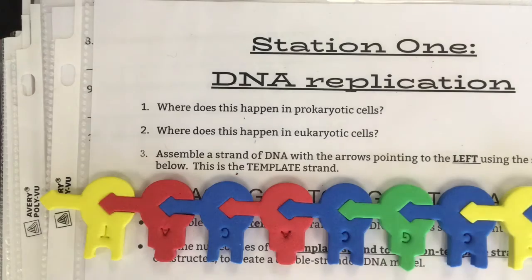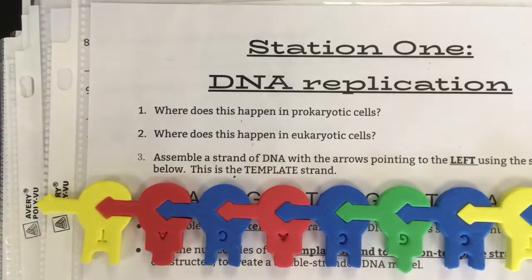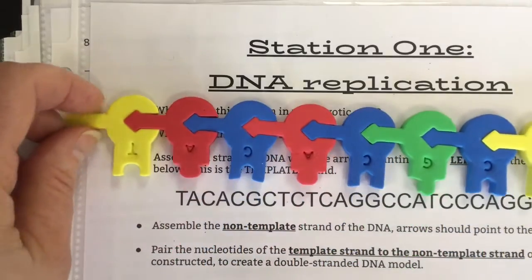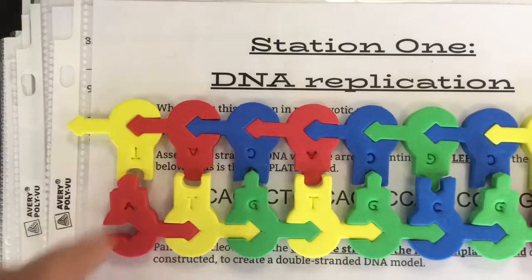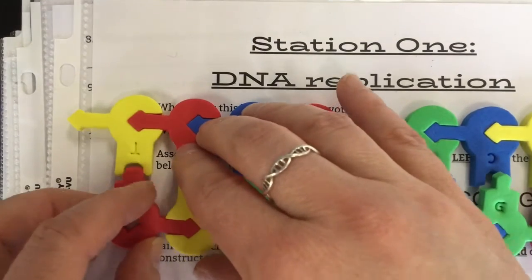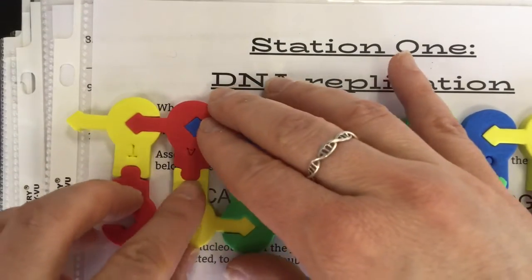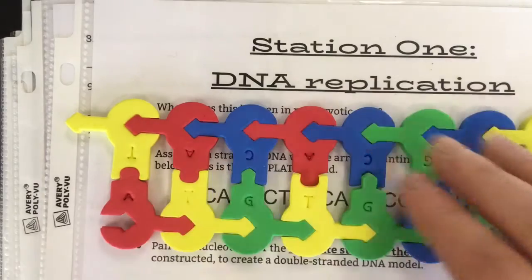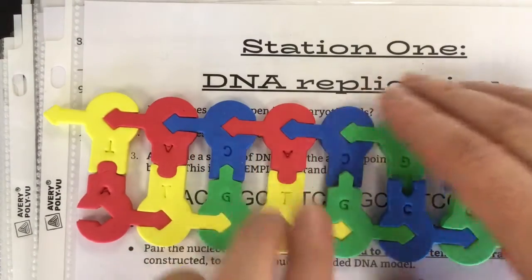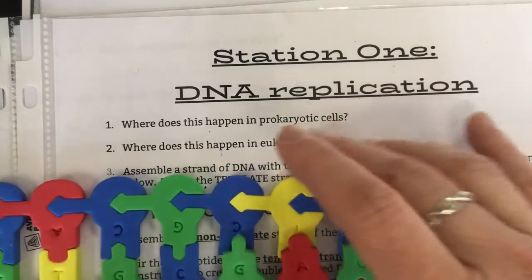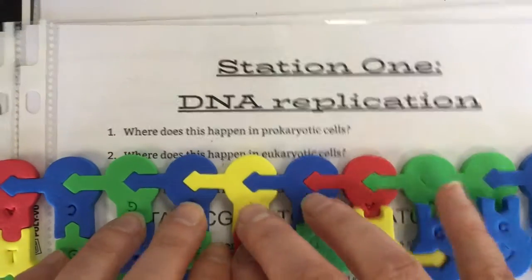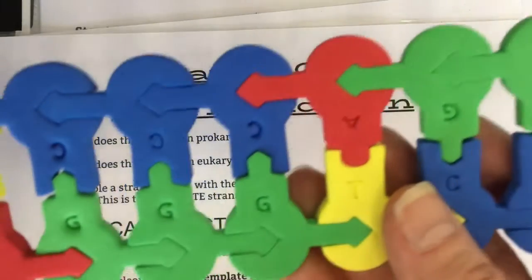Now here comes our non-template strand, and remember it's complementary, so I'm going to scooch this up so you can see it. And ta-da, here is our complementary strand. Now do you notice that it's T's that are fitting with A's, C's that are fitting with G's, and here it goes all the way down the line. Okay, so here's our completed strand of DNA.